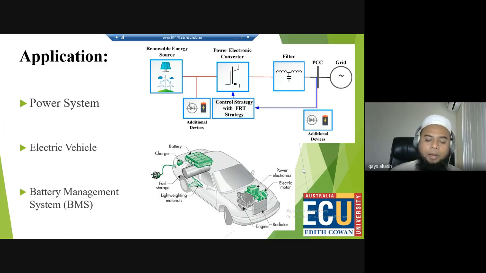As we said, the battery management sector's main heart is an electronic device. If power electronics devices cannot be improved, then electric vehicles or power system renewable energy source improvement will be limited, with efficiency only 50% to 60%.